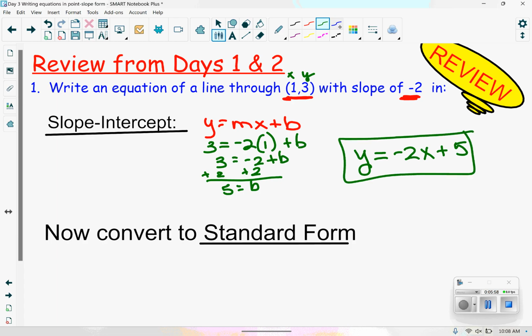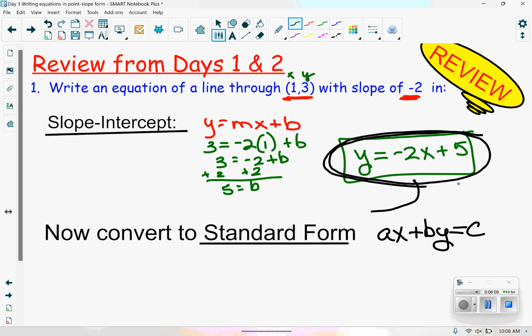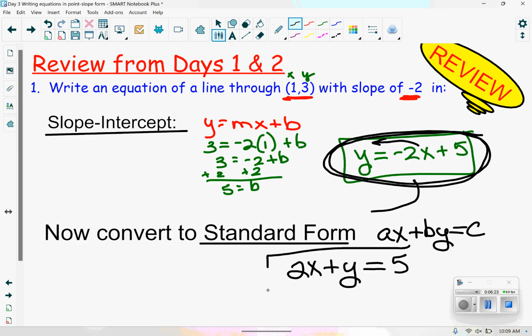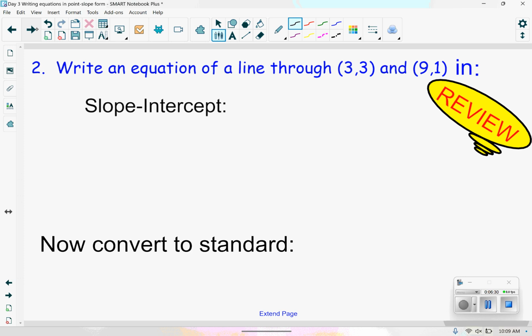Then to convert that to standard form, remember standard form, you have to have your x's first, then your y's equals a number. So if I look at this, the only difference is to make it standard is I just need to bring this 2x to the other side of the equal sign. So by adding 2x to both sides, now I have 2x plus the y that's already on that side, and I'm left with the 5 over here. There we have it. That is standard form. So I'll review. Now we're moving on to our new stuff.